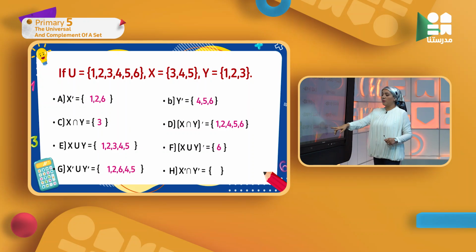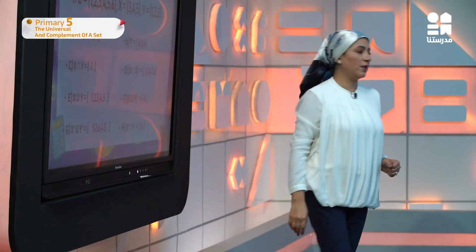And x complement intersect y complement, again I have here x complement 1 2 and 6, y complement 4 5 and 6. يبقى the common element between both of them is the 6 only, then they will intersect in 6. That's all for this example. Let's go back and finish our work.